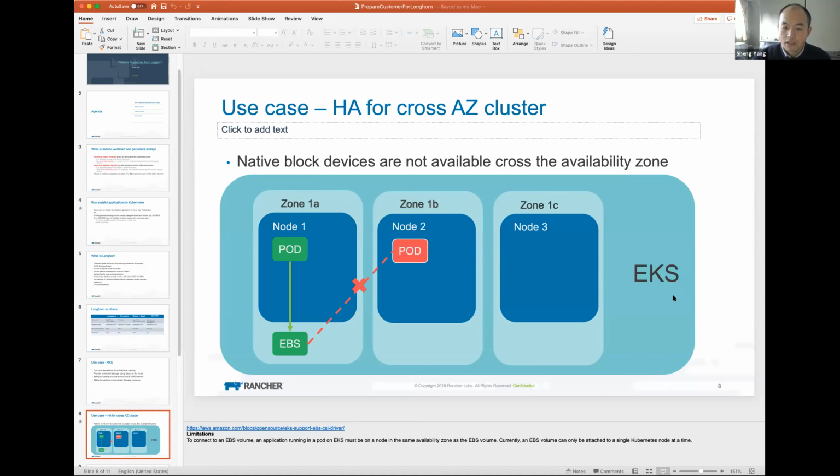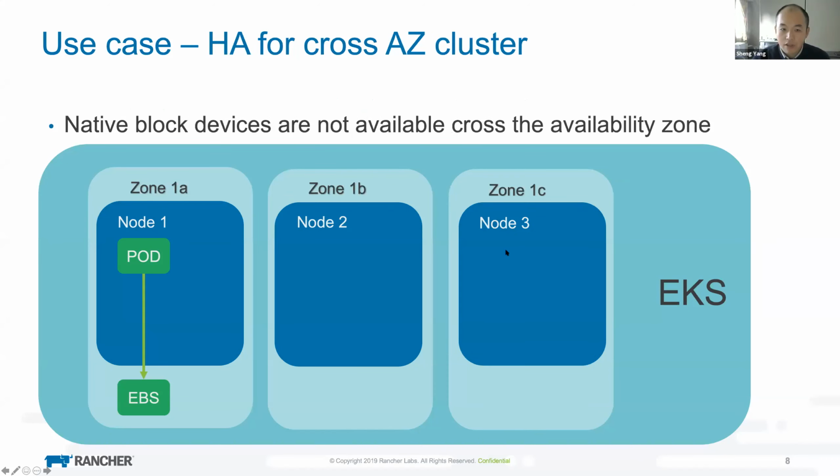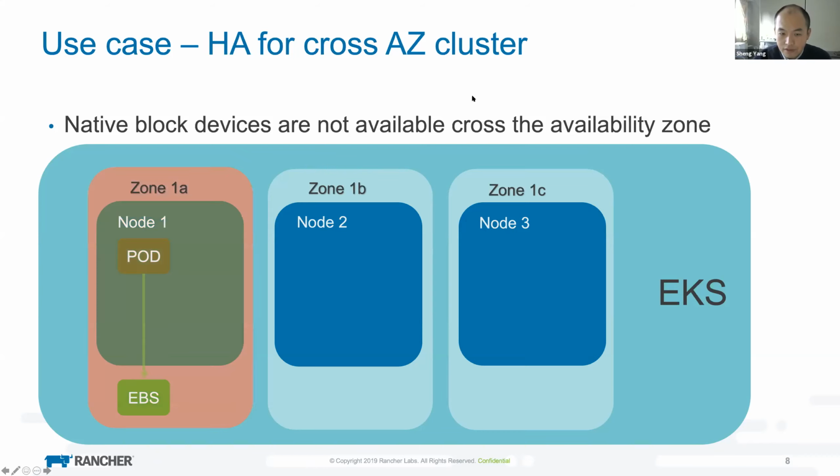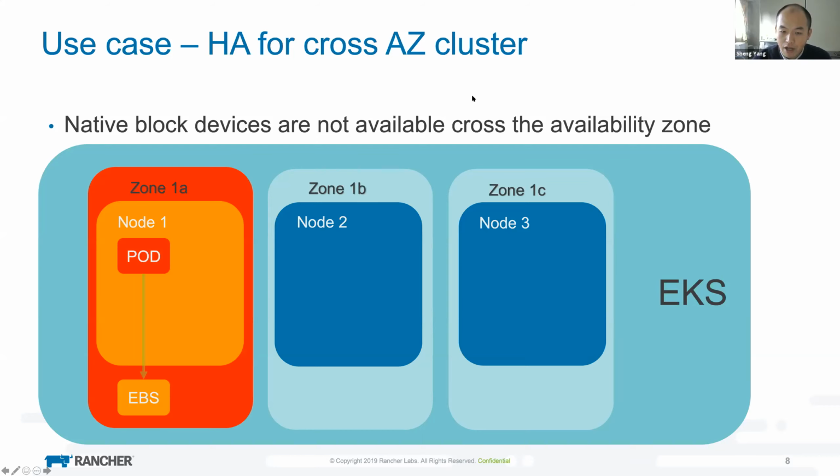Here is what happens. In the EKS scenario, if you have a native block device like EBS and you use that for your persistent volume in your Kubernetes cluster, here we have three zones, and each of them has one node in this scenario. The pod is going to access the EBS volume fine because they're in the same zone. But what if you have a zone failure, and the pod is no longer able to access your EBS volume, because of course EBS is in the same zone and goes down as well.